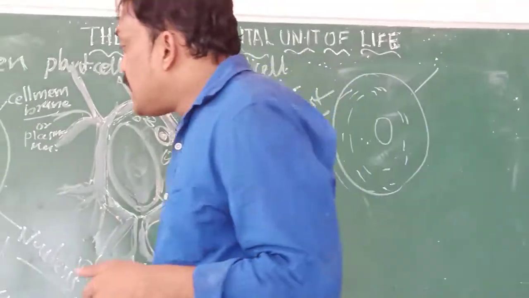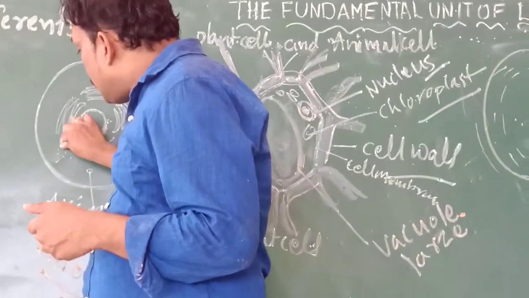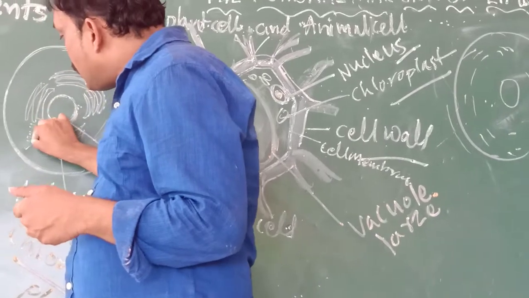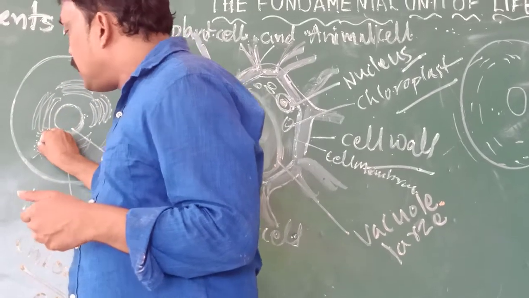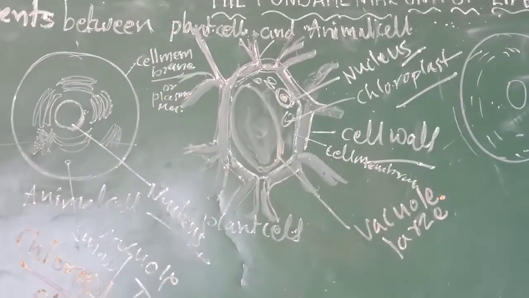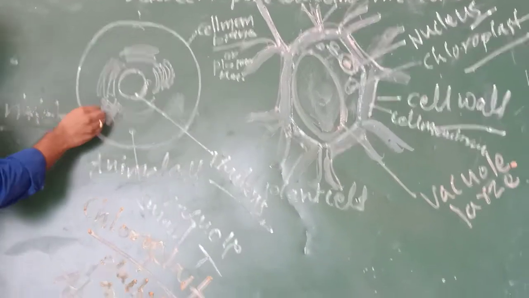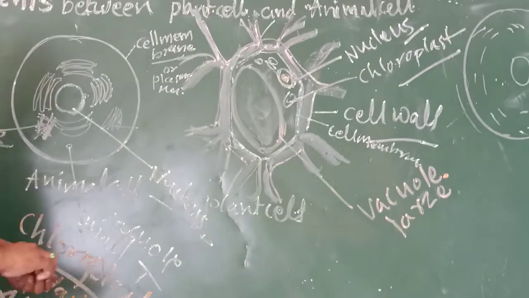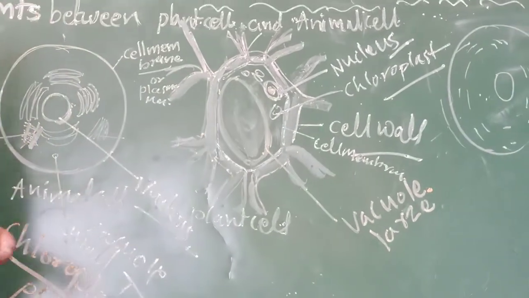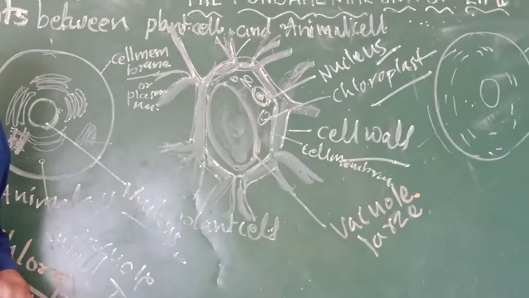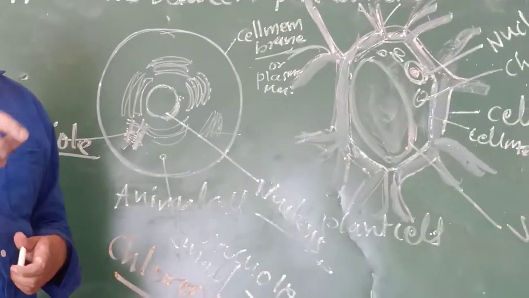And the last one, centrioles, which are useful for cell division. Centrioles are present in animal cell. Centrioles are absent in plant cell. These are the major differences between plant cell and animal cell.